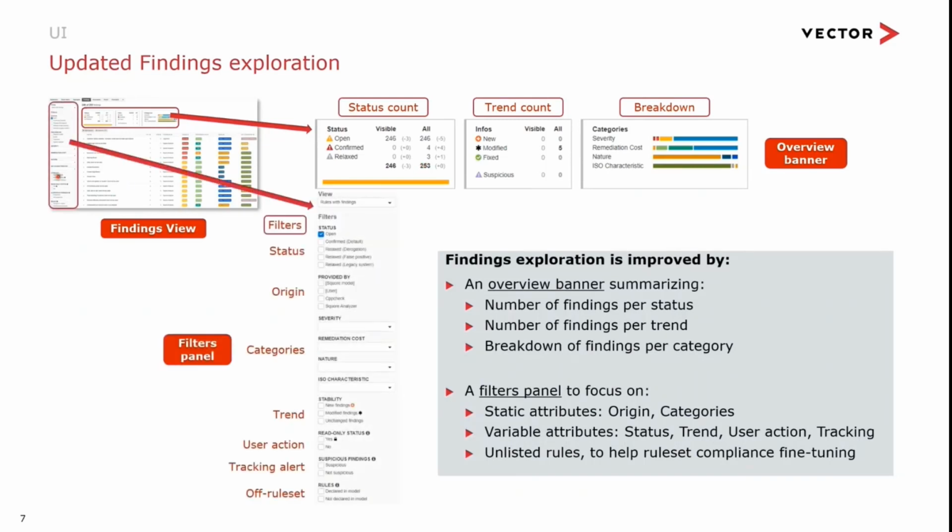And then on the left of the page, you have the filters pane. So in this panel, we have regrouped all the different filters that are going to help you focus on the findings you really want to work on. These filters can be related to static attributes, to variable attributes, but also we have added something new in Squore 21, which is the unlisted rules.